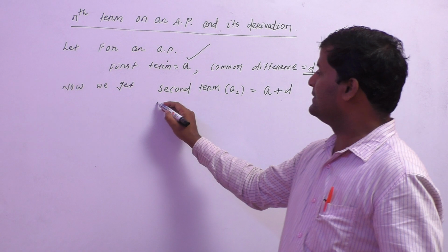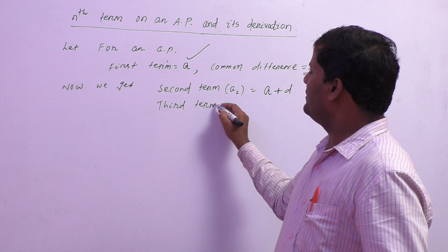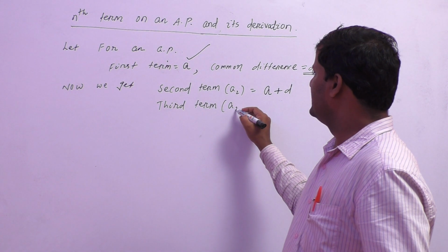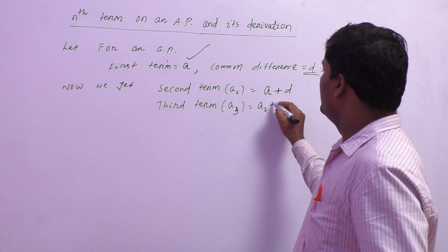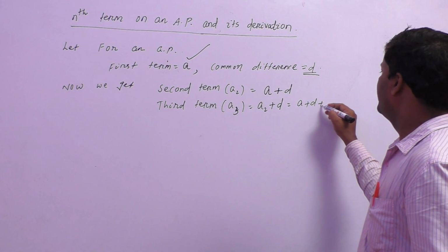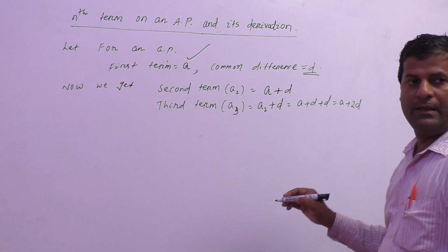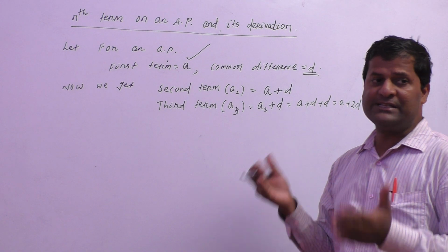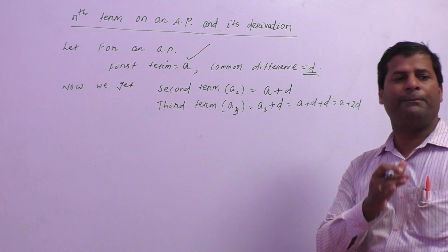Now we get the second term as the first term plus the common difference, a plus d. The third term of the same sequence will be equal to the second term plus the common difference, which is a plus d plus d, that is becoming a plus 2d. When you are determining each term, you have to add the common difference to the previous term.